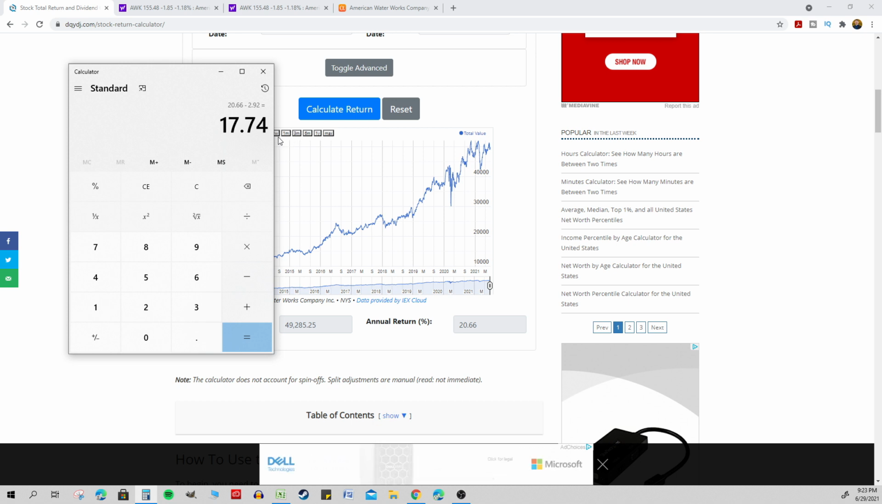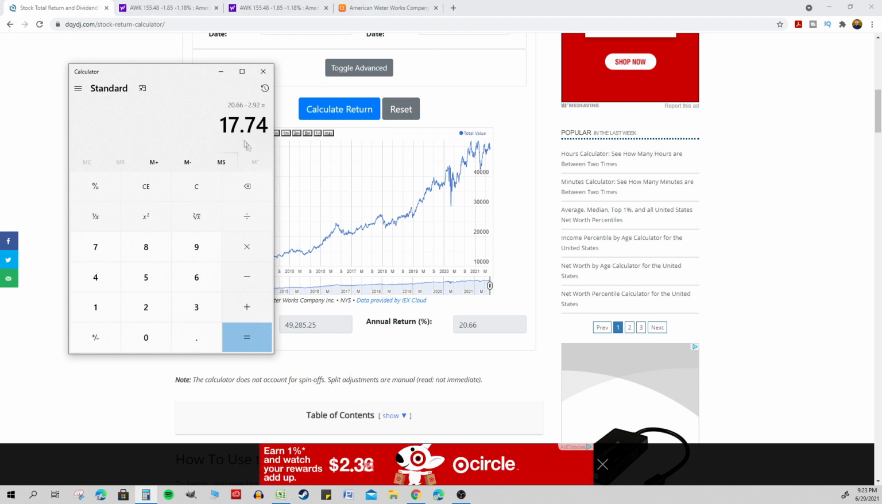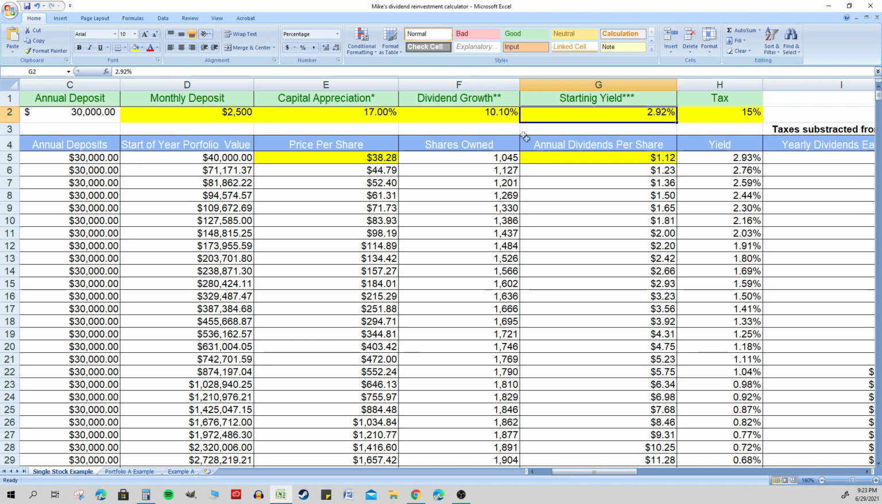Now I just rounded down to 17. I could have rounded up to 18, but I just wanted to do 17. It's fine by me. Remember, this is just a forecast. It doesn't need to be perfect. As long as you're within a percentage point or two of where you need to be, you should be okay. And you can just, like I said, track your actual result as you go. So that 17% now, I'm putting right here, capital appreciation of 17%. And with this data, we're able to have the spreadsheet calculate the rest.